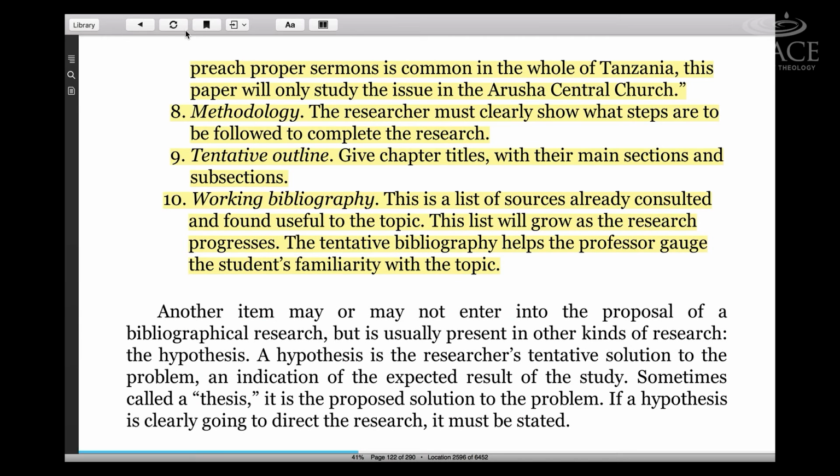Show the methodology. Work the outline. We won't have chapter titles in your papers. And then come up with a bibliography, a working bibliography. Come up with a list of sources. In my papers, I have the minimum number of sources I want you to have. And there's not that many, it's usually about 10. You can come up with those 10 sources.